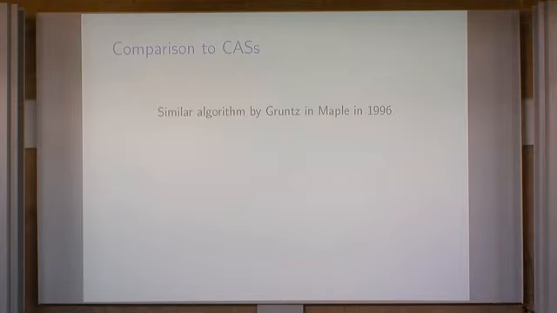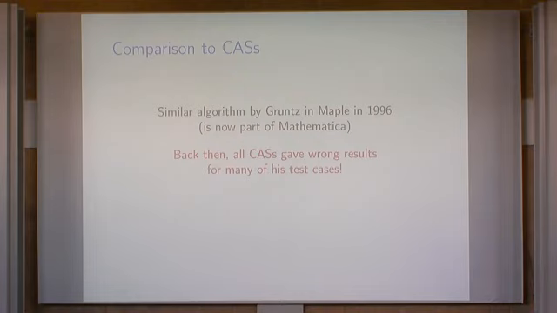And so, as I said before, Dominik Gruntz implemented a similar algorithm in Maple. And apparently, someone said to me that it's now part of Mathematica as well. But in his PhD thesis back then, he essentially compared his new method, which was a systematic approach, to the previous things that computer algebra systems did, which was pure heuristics. And he found that pretty much all the computer algebra systems in use back then, about 20 years ago, gave wrong results for many of his test cases. So it was a complete disaster.